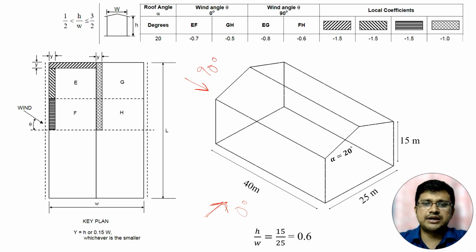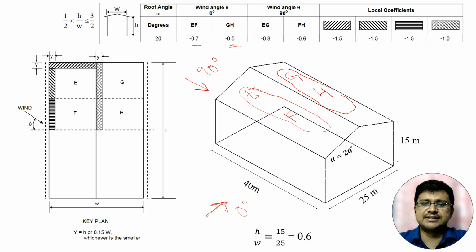Now, when wind is coming from 0 degree, you will see that the value of pressure coefficient for EF and GH is given. So, which one is EF? This is E, this is F, this is G, this is H. So, EF means this windward side. This windward side is EF, for which the external pressure coefficient is given, and GH is the opposite side, for which the pressure coefficient is also given. Here it is minus 0.7, here it is minus 0.5.